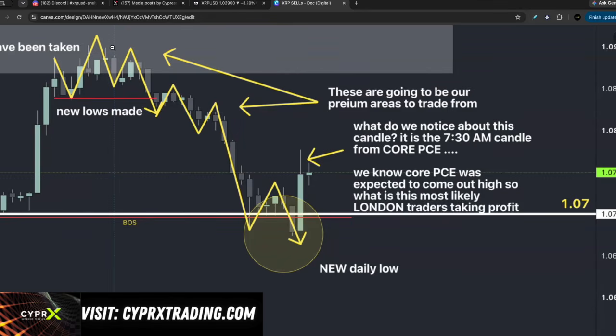And then right when that core PCE came out, what were sellers from London session, right before the New York session, doing? They were taking profit. And that's why we saw that buy volume come in on XRP at 7:30 a.m. when the core PCE came out. So I said here, we know core PCE was expected to come out high. So what is this most likely? It's London session traders taking profit. Notice how the buy volume does not engulf any previous bearish structure, nor does it take out the high, nor the $11 dark pool, nor the Asia session high from yesterday's session.